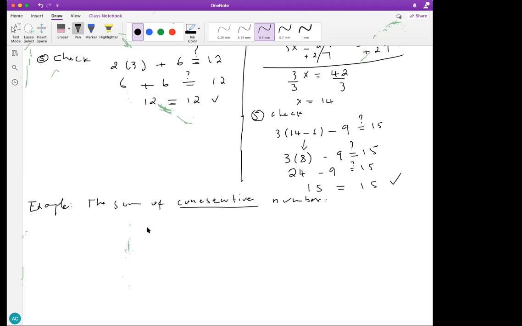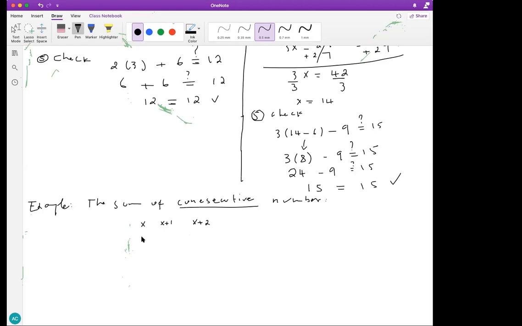So we know that a consecutive number is, for example, when you have one number x, the next one would be x plus 1. The following one would be x plus 2, and so on. This is what we mean by consecutive numbers.